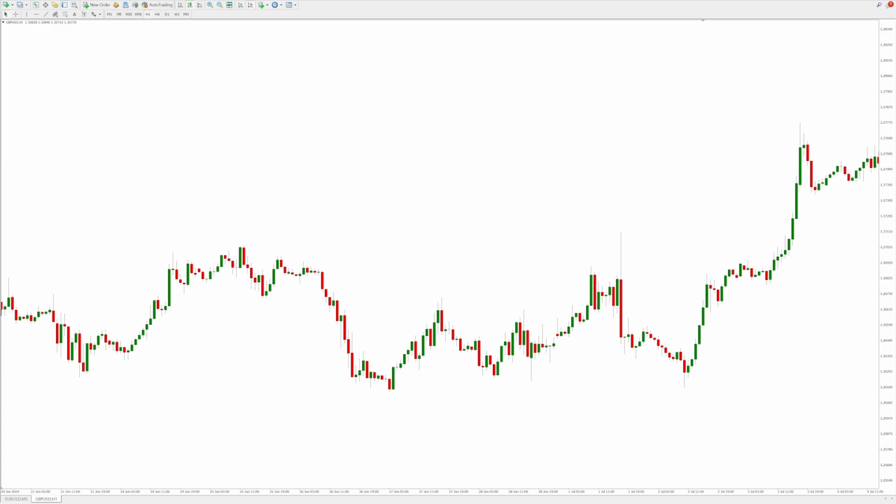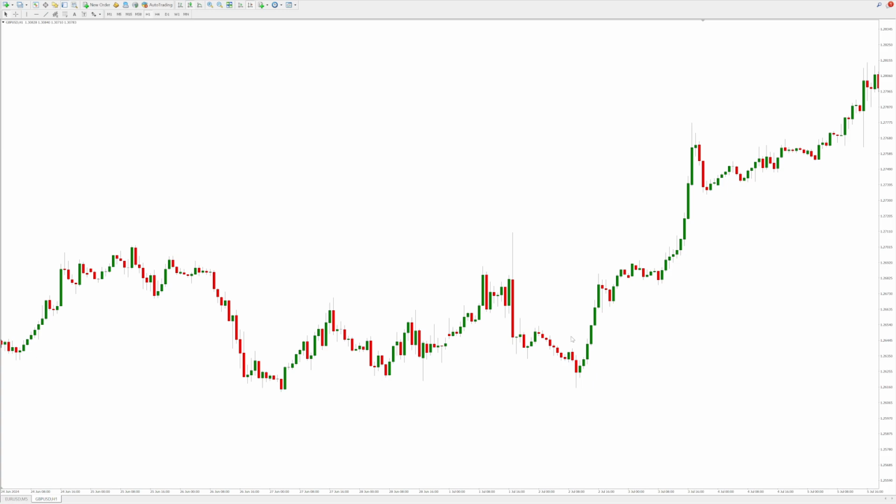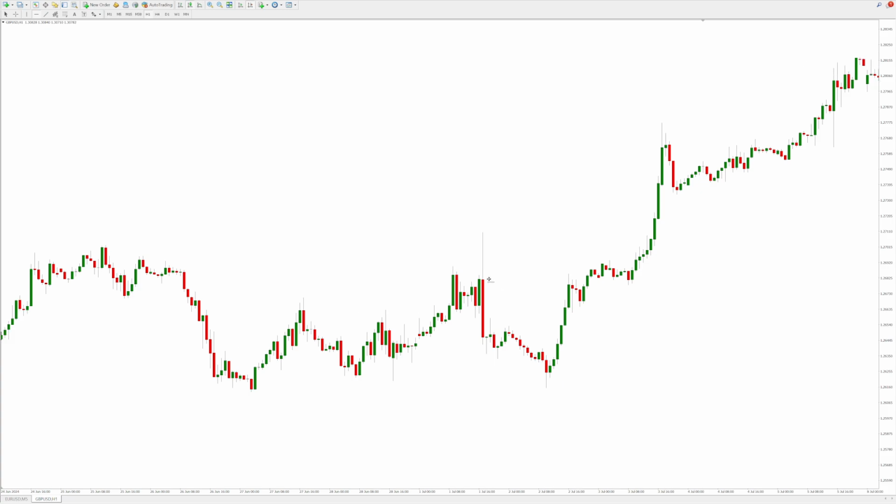Hello traders, and welcome to my video on the triple bottom candlestick pattern. This is an easy to spot candlestick formation on your charts. You don't require any indicators, just price action.